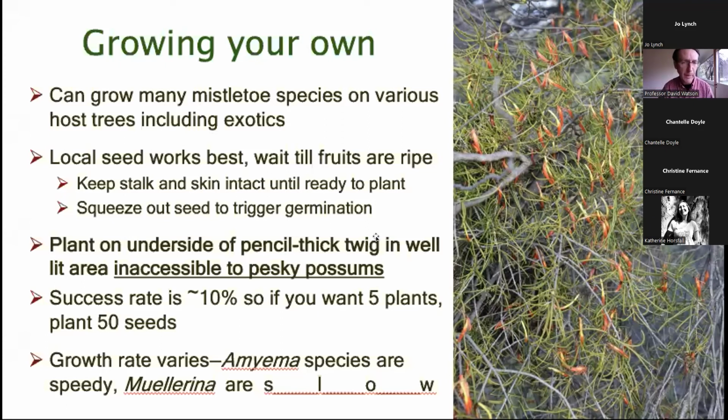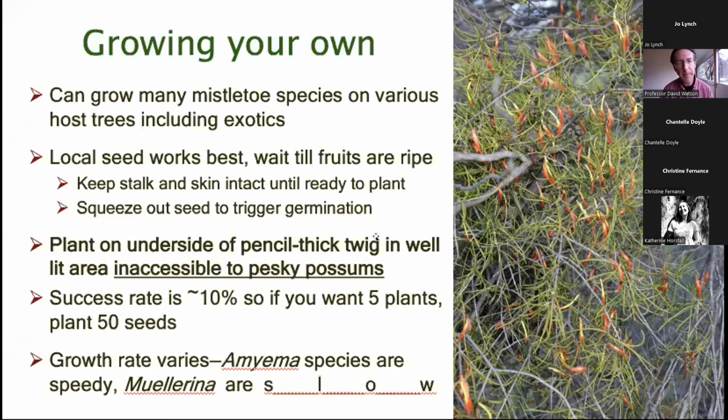You want ripe fruit. It needs to be nice and yielding, like an avocado in the supermarket. And you can keep it for a while. Just keep that skin intact. The minute the seed is out of the fruit, germination is triggered. And wipe it on the underside of a stick in a well-lit environment. About pencil thick, pinky thick, no thicker.